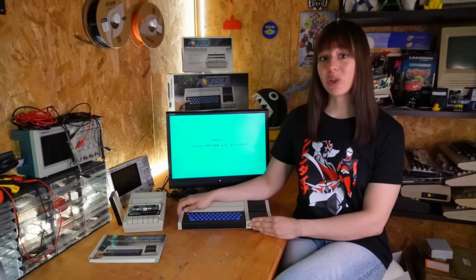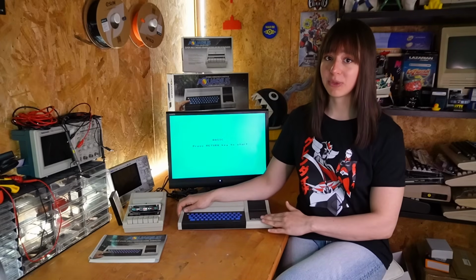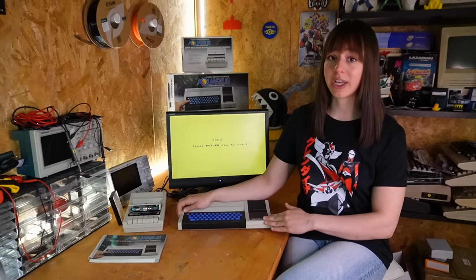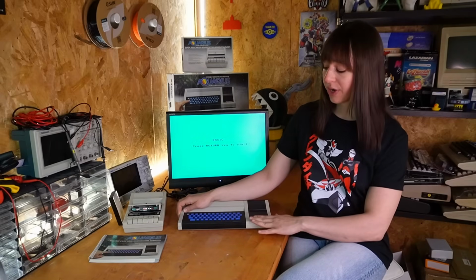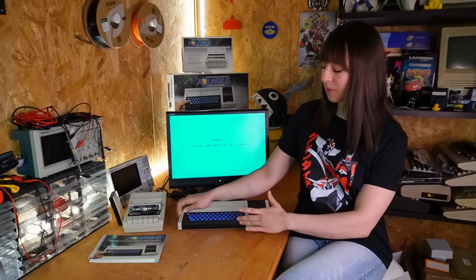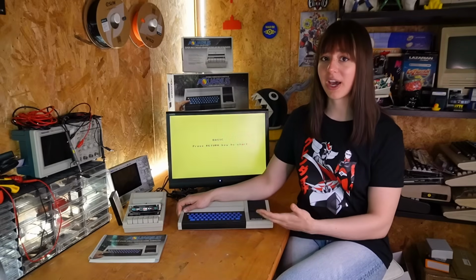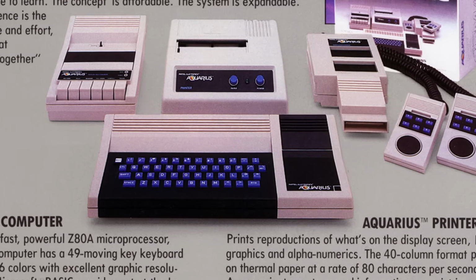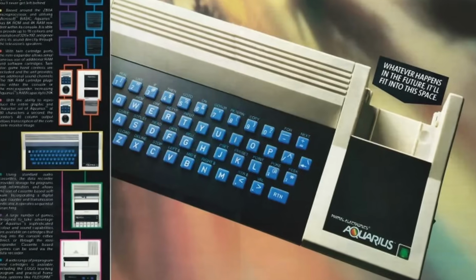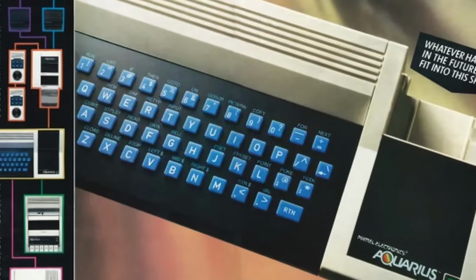Positioning the Aquarius as a low-cost family computer put it in direct competition with other entry-level machines of the time, like the Atari 400, the ZX Spectrum, and the VIC-20. But unfortunately, while the Aquarius had a competitive price, its lower specs and also the membrane keyboard's quality didn't always make it the most attractive choice for informed buyers. Looking at the promotional materials, you can see how Mattel tried to use its strong brand in the toy industry to present the Aquarius as a natural extension of home entertainment.